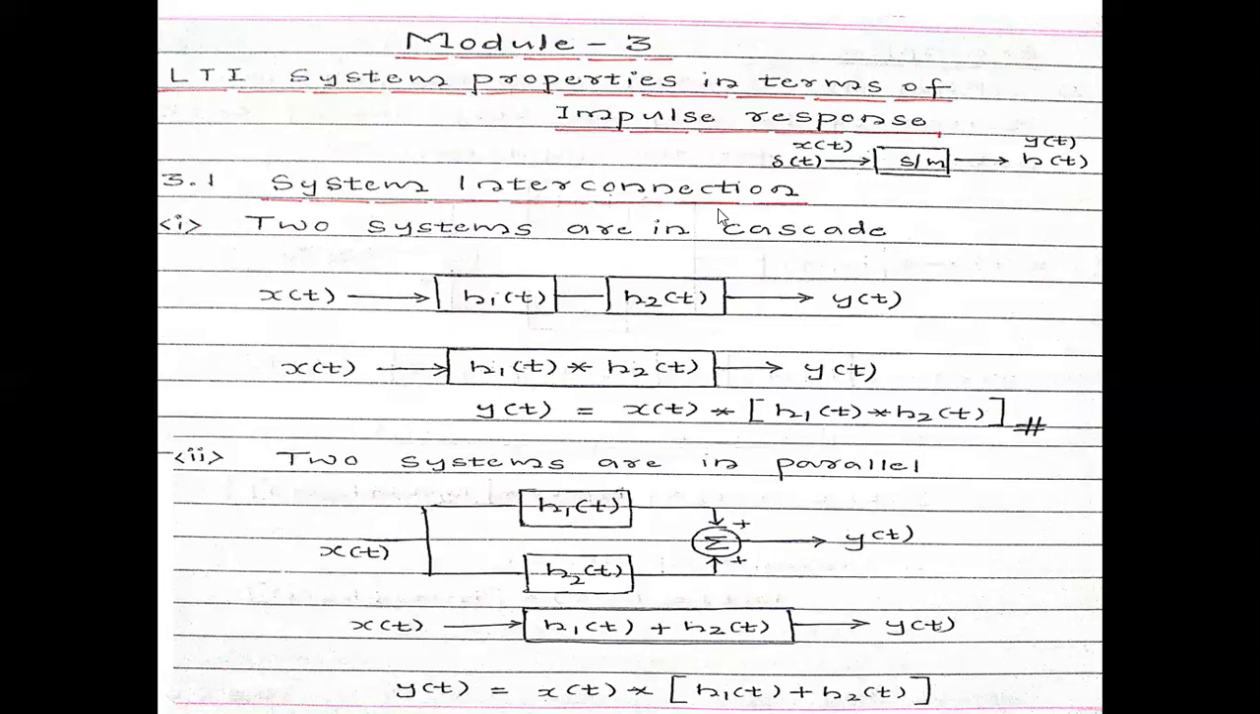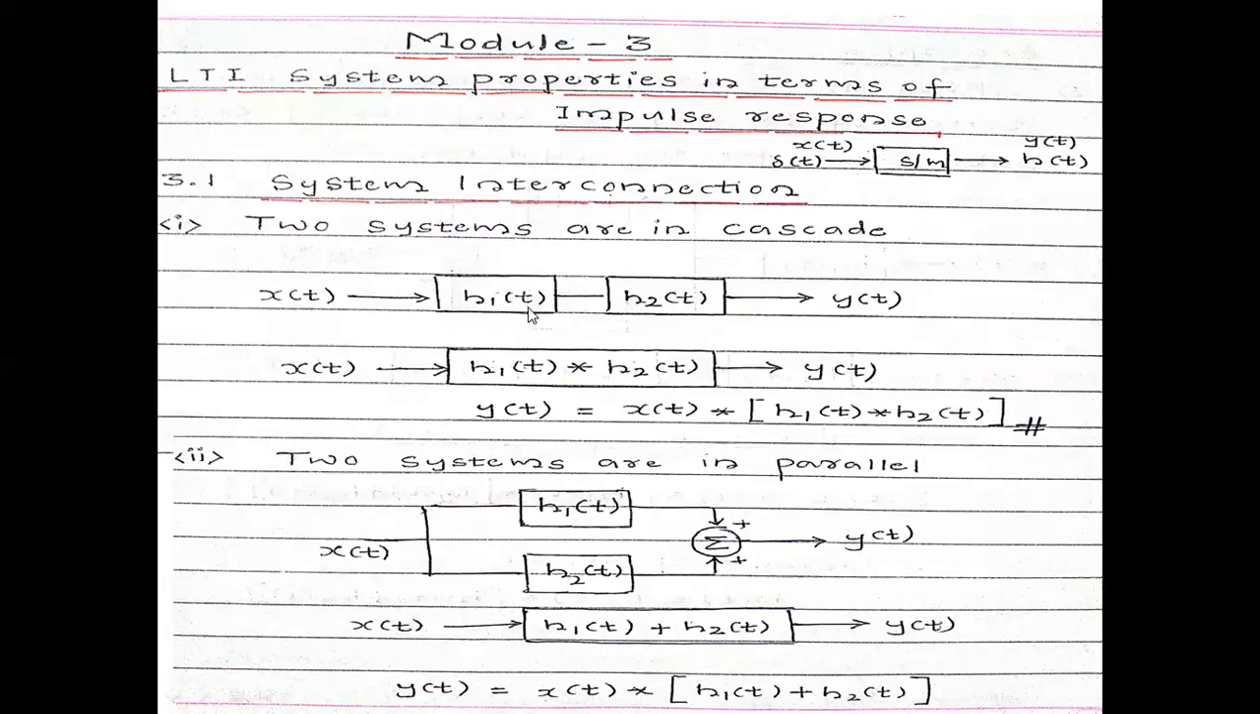Right? So now we'll understand what you mean by system interconnection. In this concept, two or more LTI systems are connected in two fashions, that is configurations, either in series or cascaded, or in parallel fashion. In the first case, we have two systems. You can observe here, the two systems are connected in cascade, right?